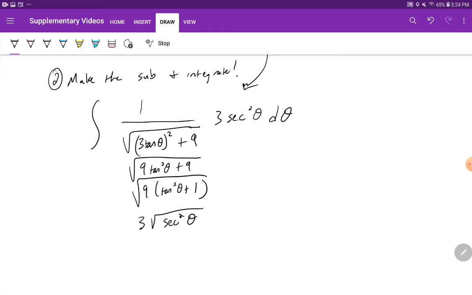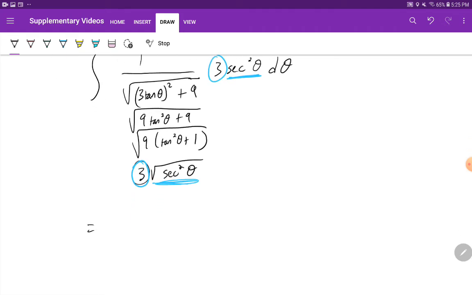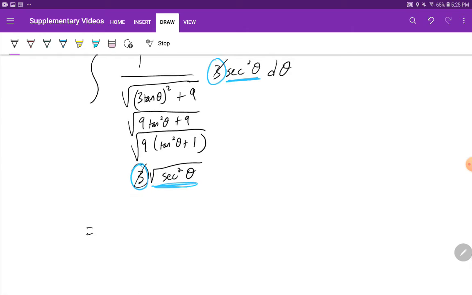And then, so what does this mean? This means I have a 3 on the bottom. I'll do some blue. I have a 3 on bottom. I have a 3 on top. I have a square root of secant squared and a secant squared. Do you guys see what's going to happen? If I rewrite this, some beautiful, beautiful cancellation happens here, right? The 3's are going to cancel out. And you're left with the integral of secant theta d theta.